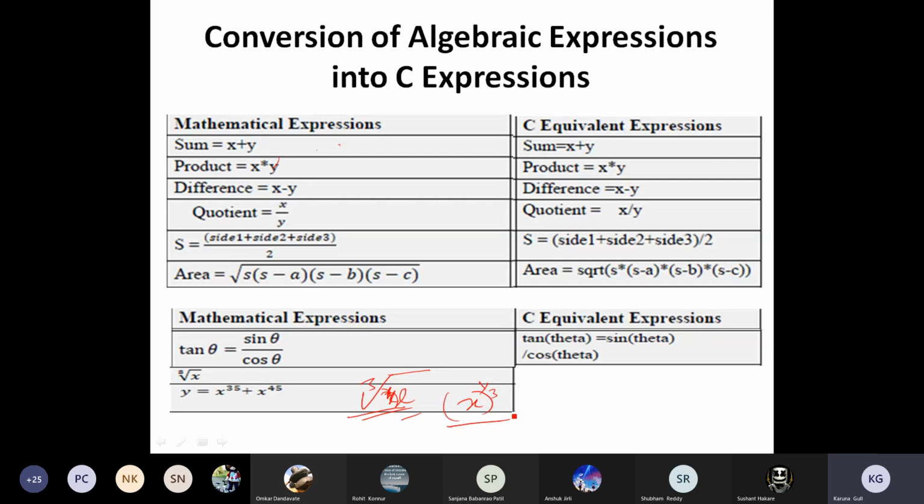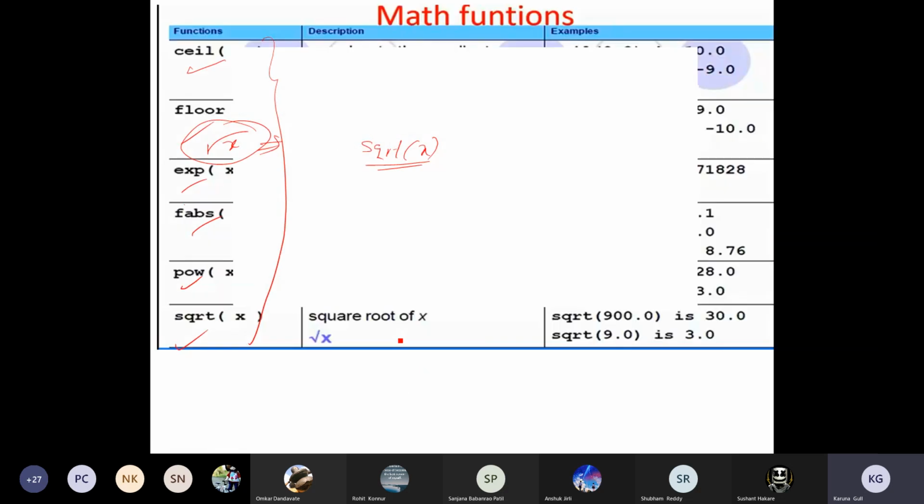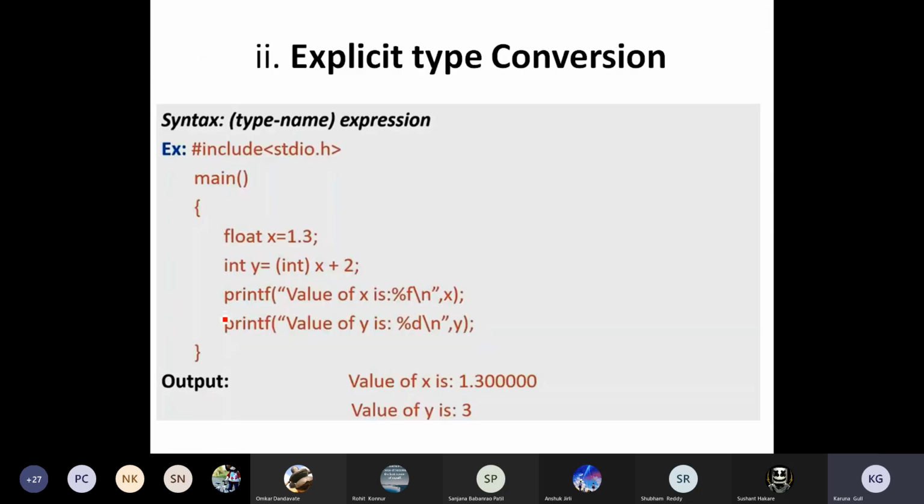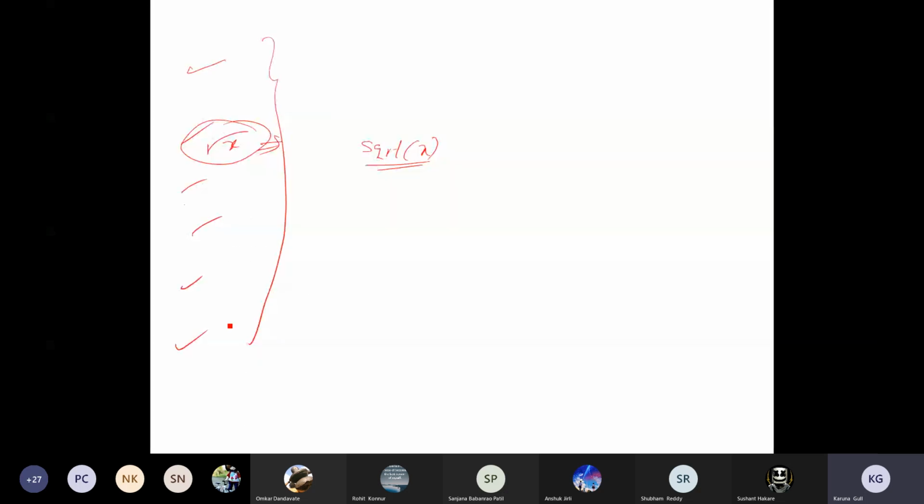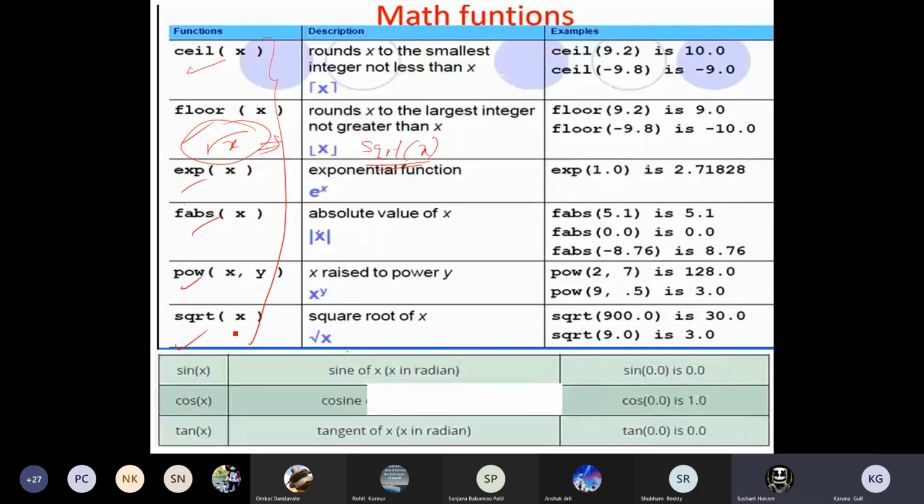How do I represent this using C language? Which function am I supposed to use? Cbrt function? Exponential? You can use the cube root function to represent. I don't have a cube root function. Did I tell you anything like cube root function in whatever functions I have told to you people here? These are the functions that you have studied that are used in C language. Exponential function.